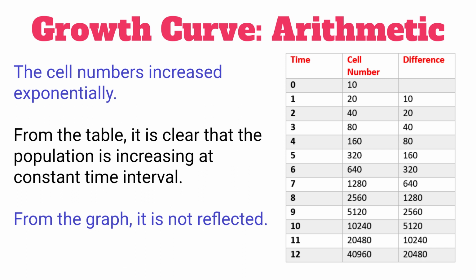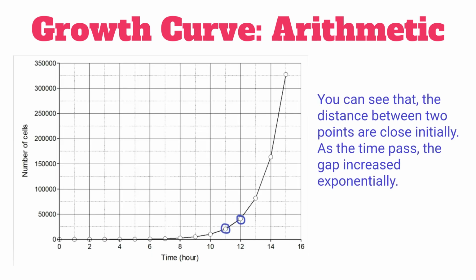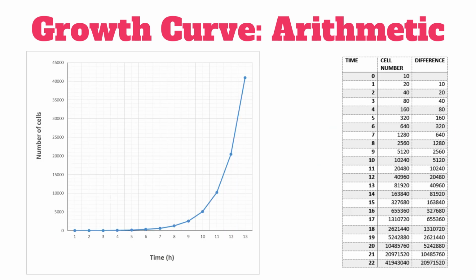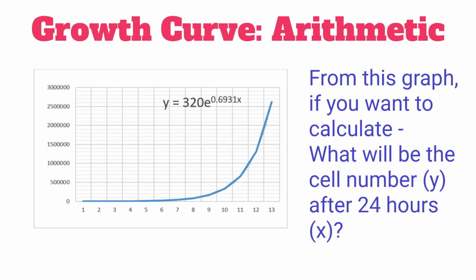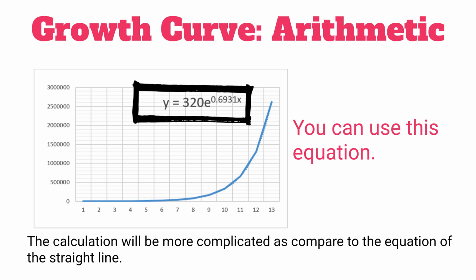But later the bacterial number increases at an ever faster rate, like from 327,000 to 655,000 cells, and the difference is around 327,000. And in the later stage of growth, the result is an explosive increase in cell numbers. Because of that, the gap between 2 points is close here and the gap increases in this area. And if the culture is incubated more, you can't fit the graph on a single page. Not only that, suppose you want to know the bacterial number at any point from this graph, you have to use this equation. And the calculation is more complicated.